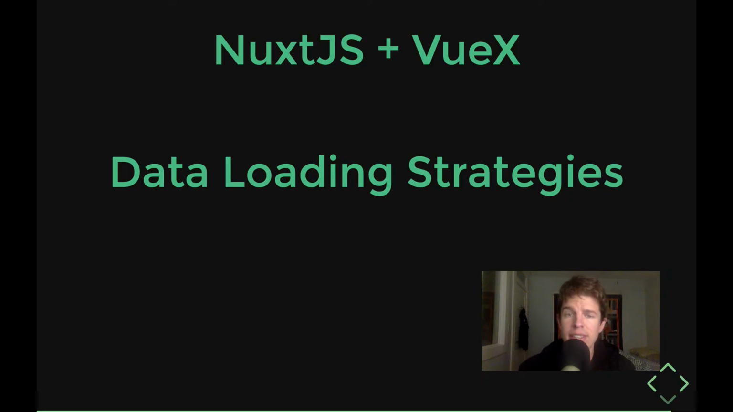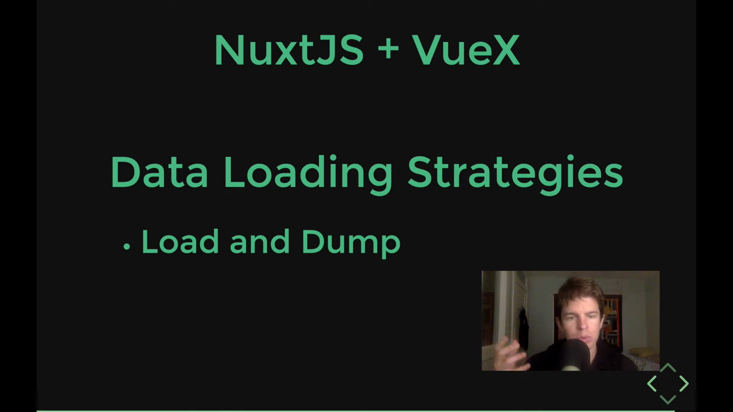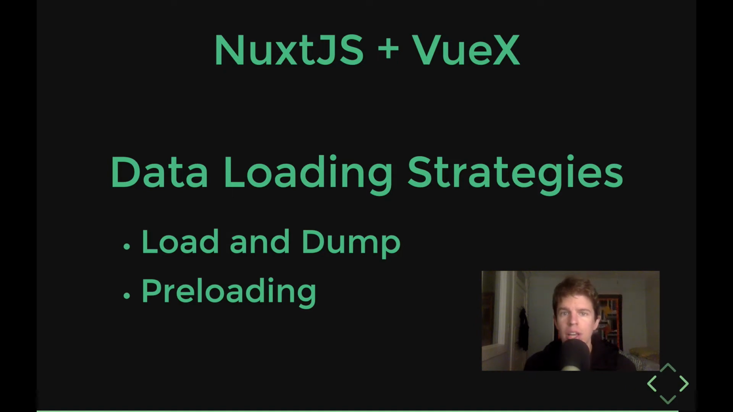For the purposes of today's discussion, let's break up our data loading strategies into 3 main categories. The first, which we've been using, is load and dump. So you load it up when you're getting the page, and then you dump it when you're ready to go to the next page. And so this is what our current app uses. It's what you're going to use if you're using asyncData in general. And it's what server-side rendered apps use. The next is preloading. So that is, at the beginning, you just grab all the data you think you're going to need, and then you have it all client-side and just use it as you need it.